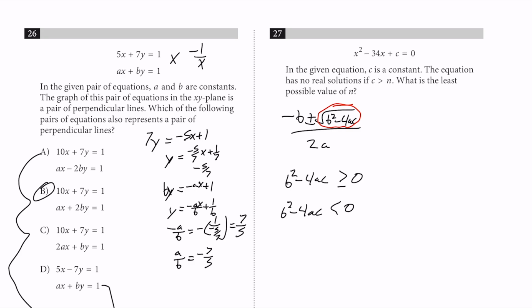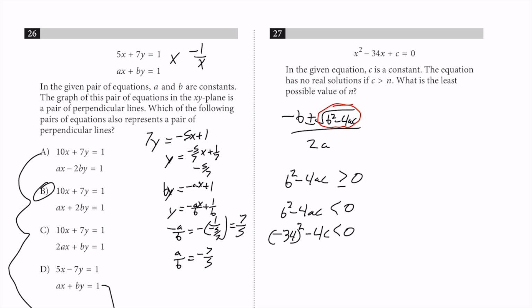We're just questioning what c is going to be. It tells us c is a constant. So based on what we have, we know that b is negative 34. So we'd have negative 34 squared minus 4 times a, which is 1, times c is less than 0.